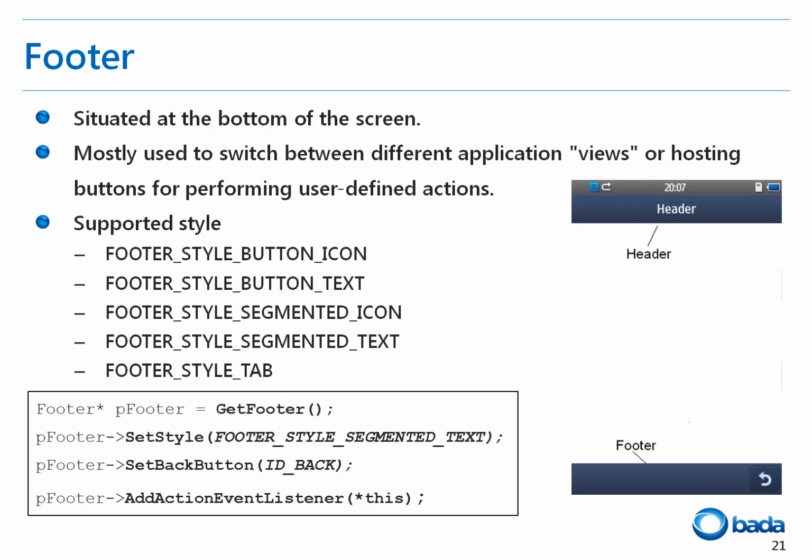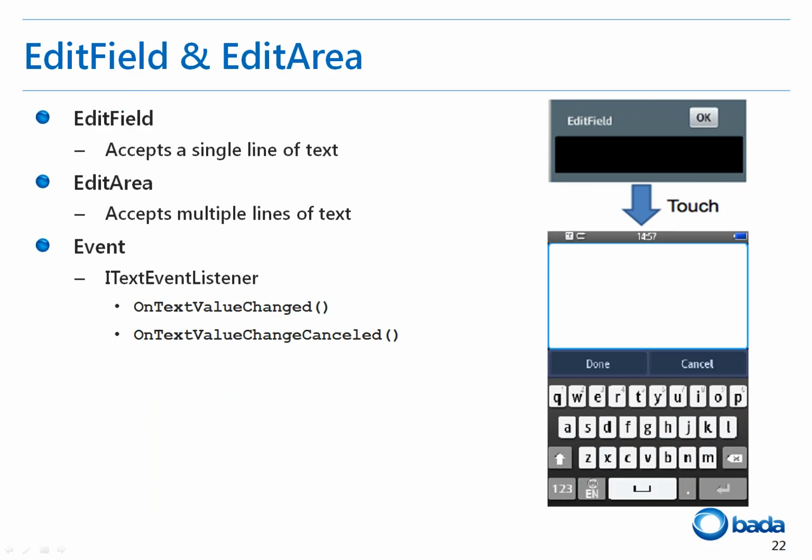addActionEventListener method. Now, let's look at the controls which allow users to type and accept user input. Edit field and edit area are these types of controls. The edit field and edit area controls have listeners that report text changes and other related events.